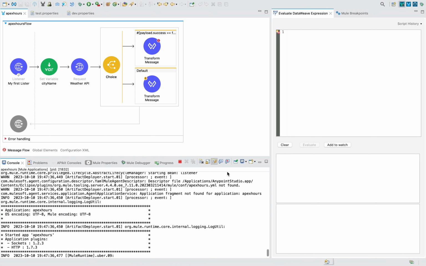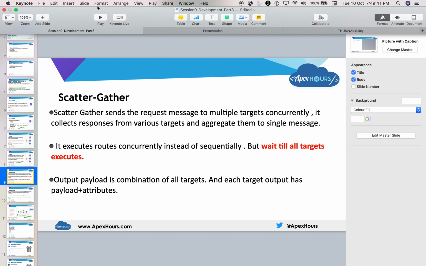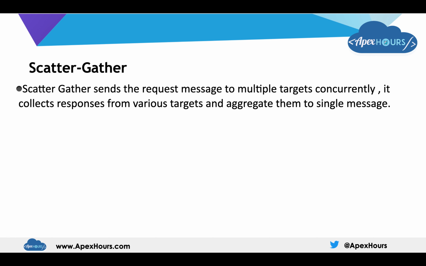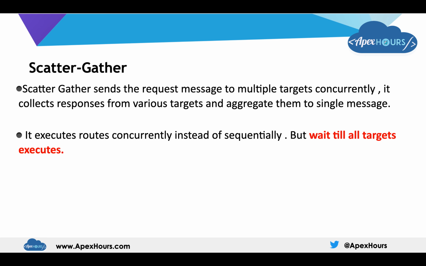Now let's stop the application and see what our next connector is. Scatter gather. The name itself says scatter and then gather, right? First scatter into multiple targets, however many you give, sending multiple requests, and gather all the information at a time. So scatter gather sends the request message to multiple targets concurrently. This is important: concurrently means simultaneously. Very simple, not complicated at all.